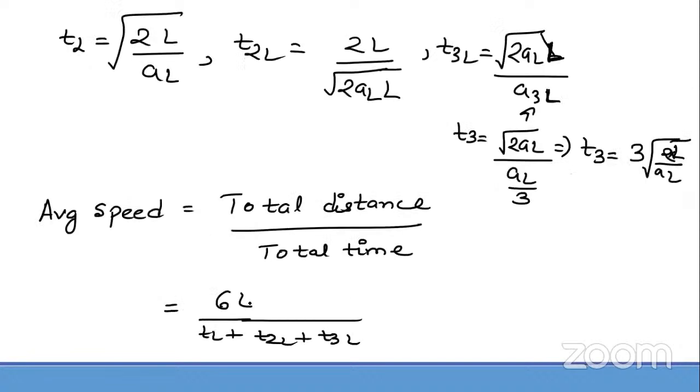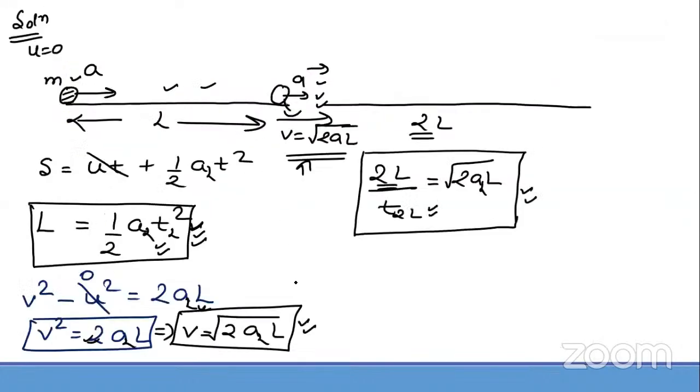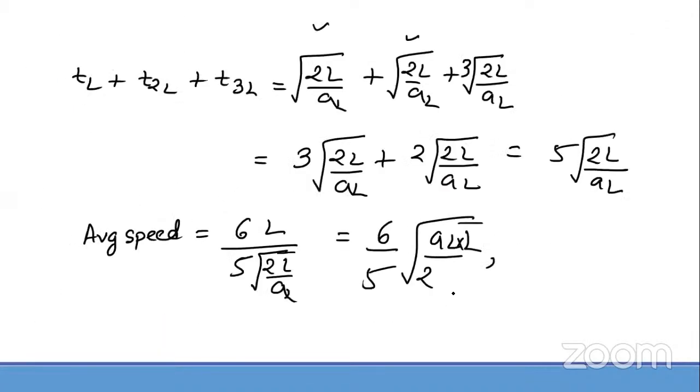Now they're asking what? Very simple. Average speed upon maximum speed is how much? 2A L. L कौन से वाला है? A ये कौन सा acceleration है? L distance का है. ठीक है. So these both are same. Divide it now. So I will divide this with this equation. My final answer is this.